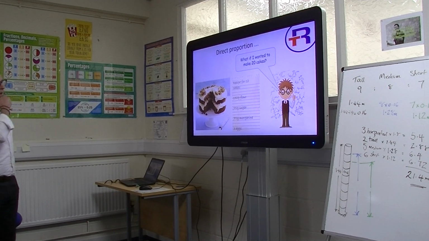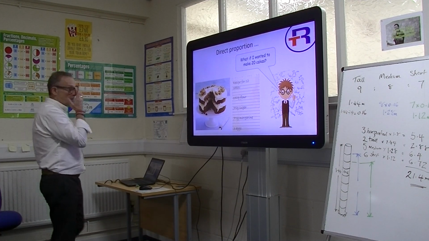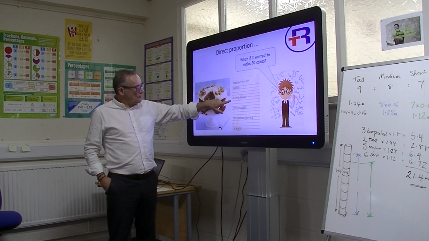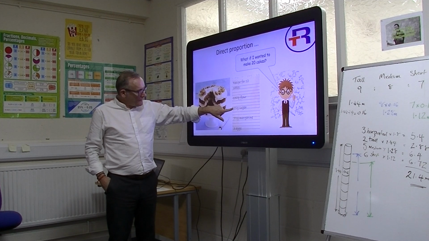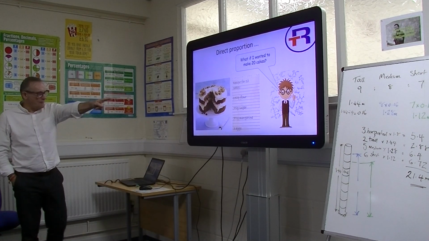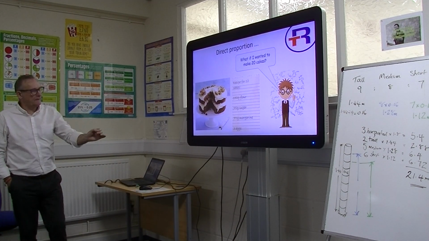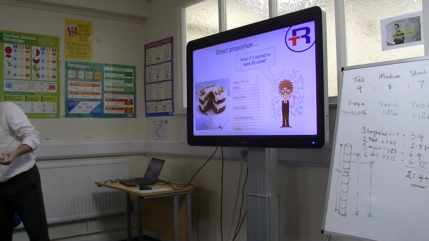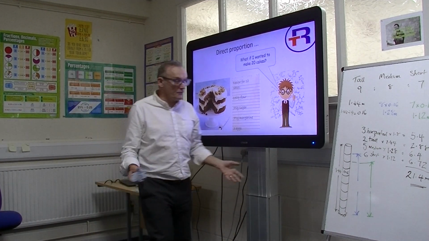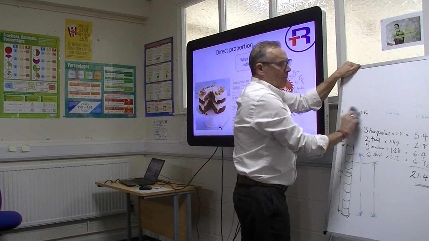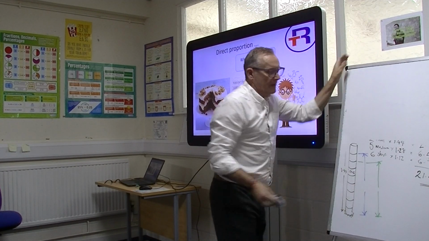So here's Adam, and he wants to make some cakes. He's got this recipe from his gran, but it's for 12 cakes. It's 150 grams of flour, 75 grams of sugar, 75 grams of margarine, and 3 eggs. That makes 12 cakes. But Adam wants to make 20 cakes. So he rings his gran up and says, "Gran, you've given me this recipe for 12 cakes, but I only want to make 20 cakes. What should I do?" And she says, "Well, just double the recipe and make 24 cakes."